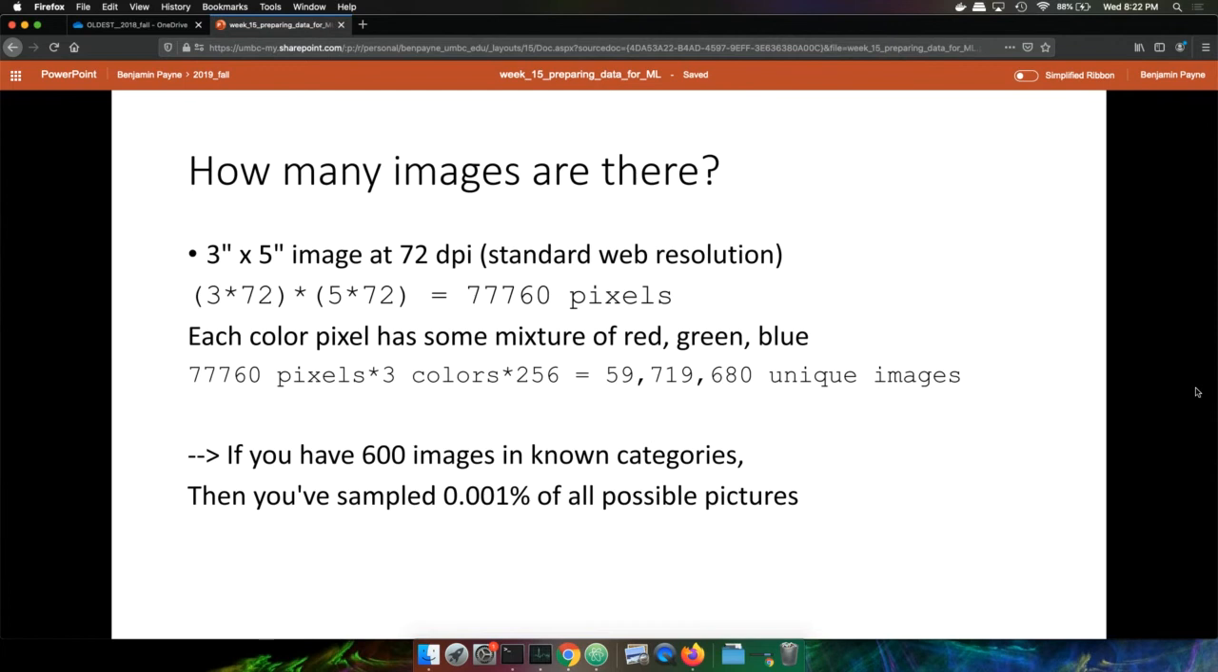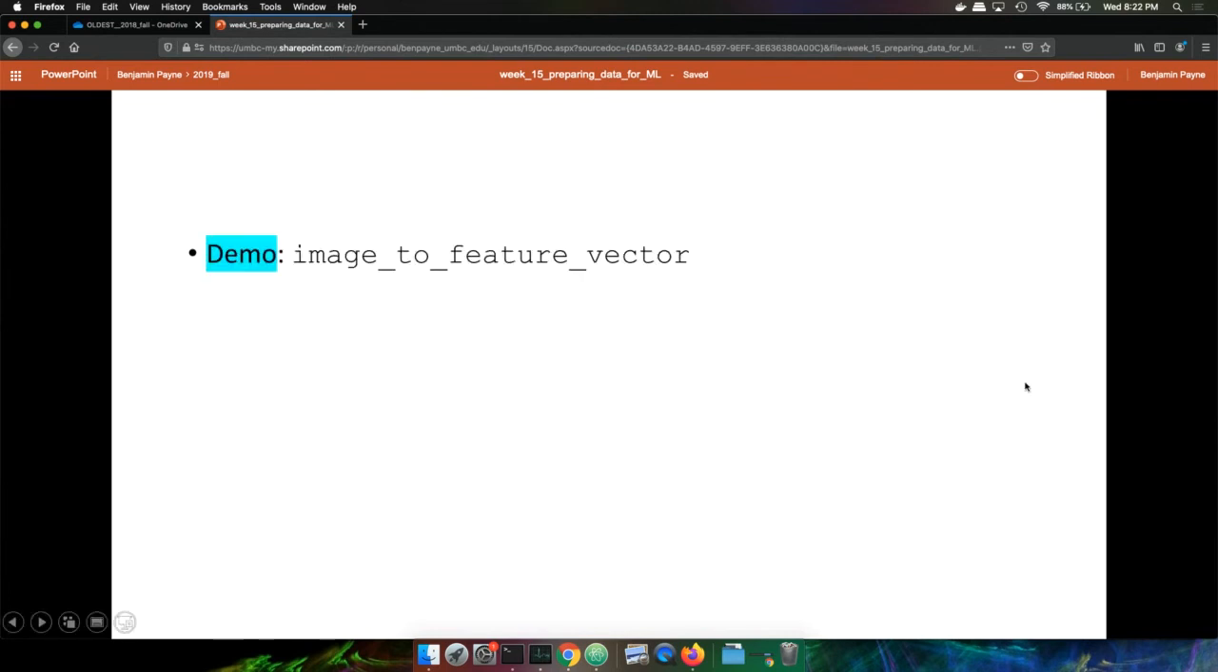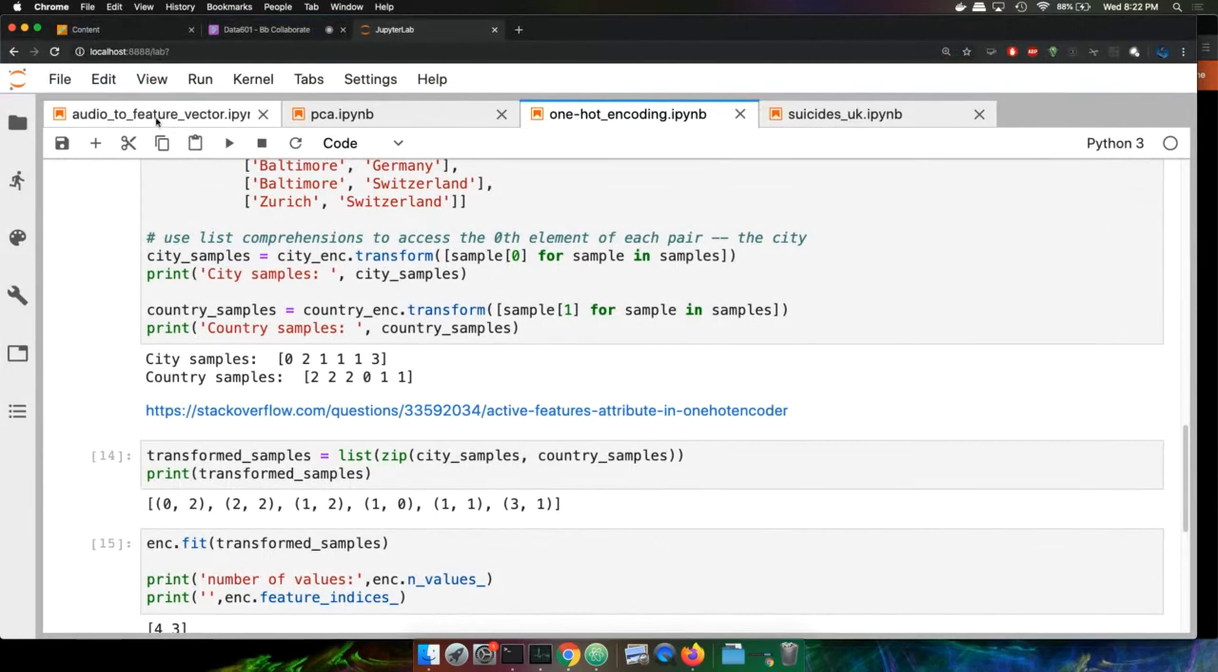But how does this tie back? The reason this is relevant is because all those pixels are the numbers that you're going to have to represent to the machine learning algorithm. Okay, so now what does it mean to change a picture into some values?